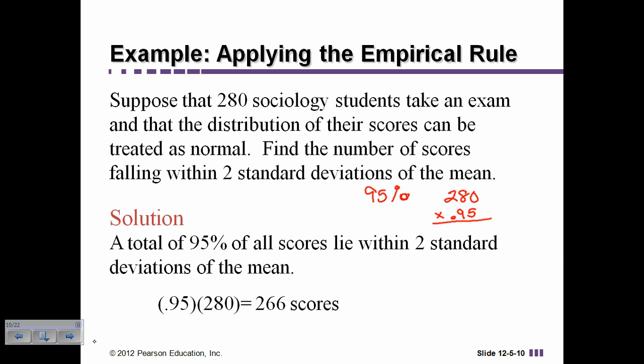What if I asked how many of the students should fall within one standard deviation of the mean? Then I would take the 280 students and multiply by 0.68. And I should find out that 190.4 students should fall within that one standard deviation of the mean.